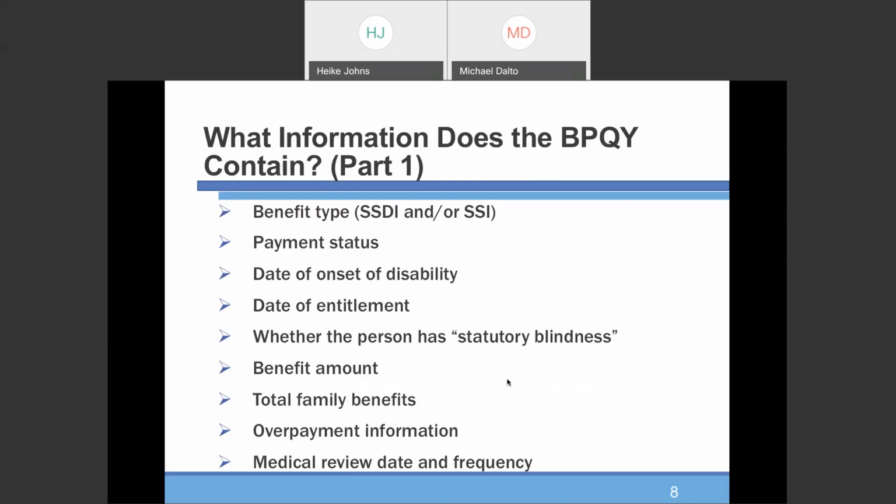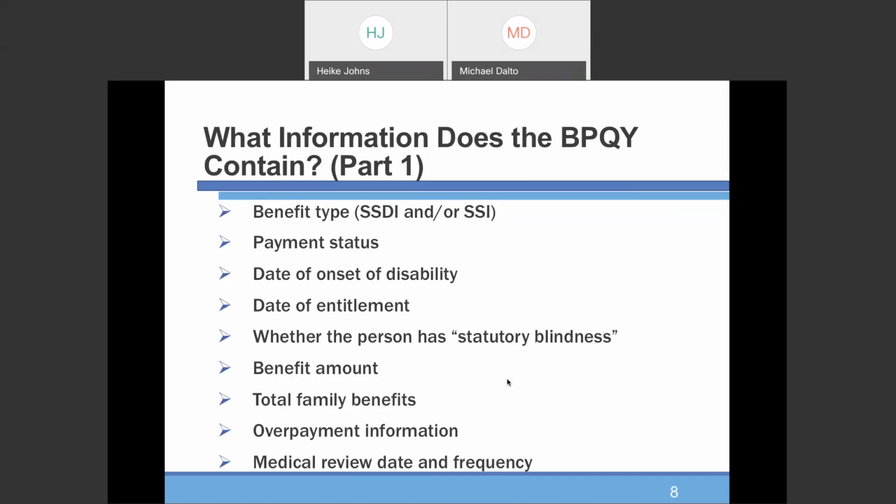So what information can you find on the BPQY? And we will be looking at half a dozen actual BPQYs, so you'll see this in practice. But just a quick summary of the kinds of data it includes. The benefit type, either Social Security Disability Insurance or SSI, Supplemental Security Income, or some people get both. The payment status, is the person currently getting payments or not? The date of the onset of the disability, the date that their disability met Social Security's criteria for disability.